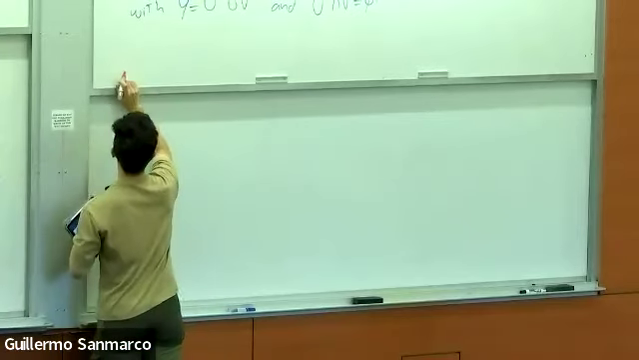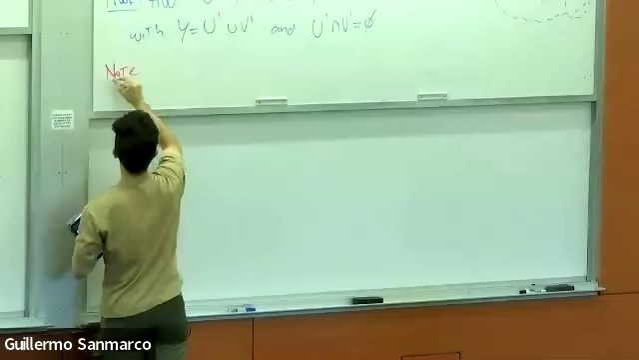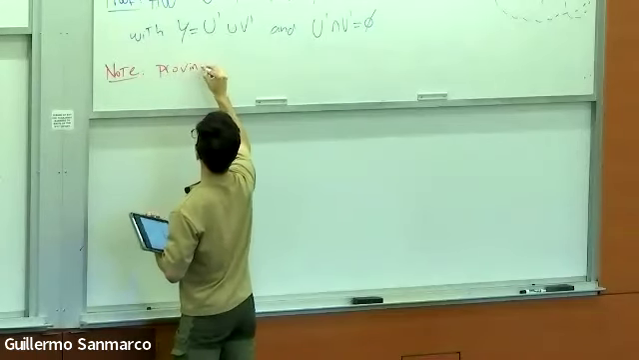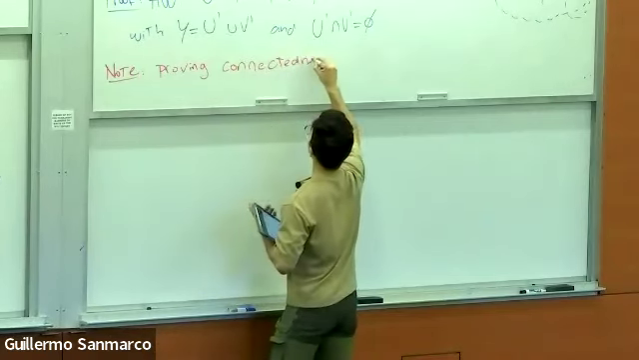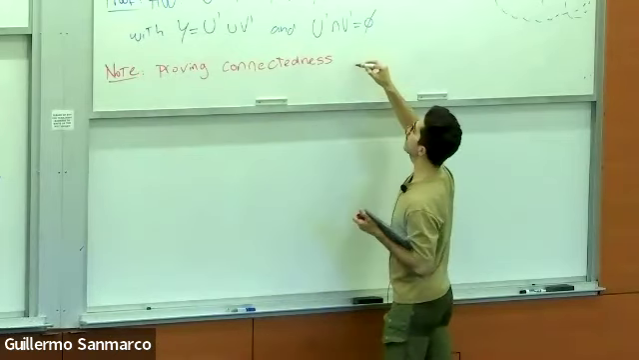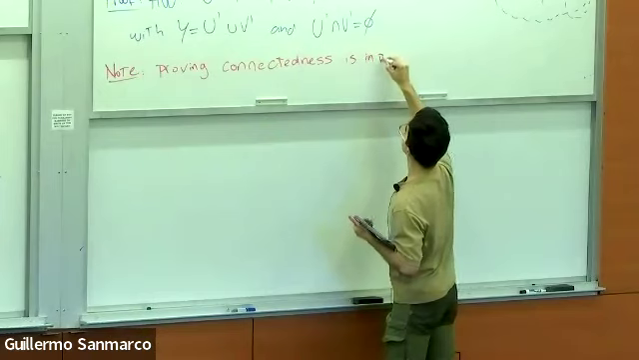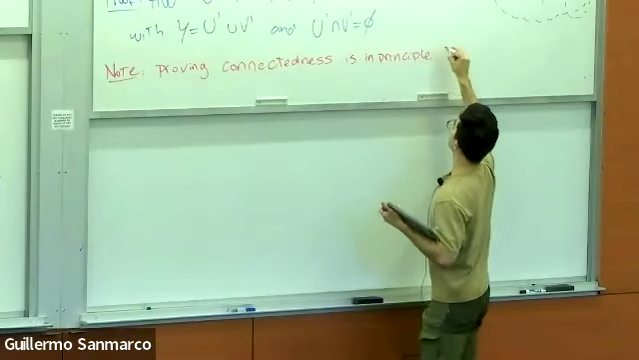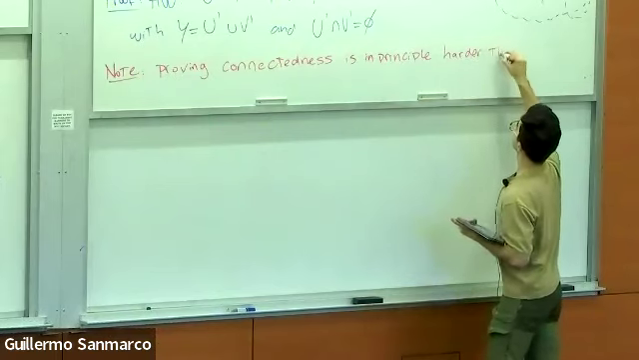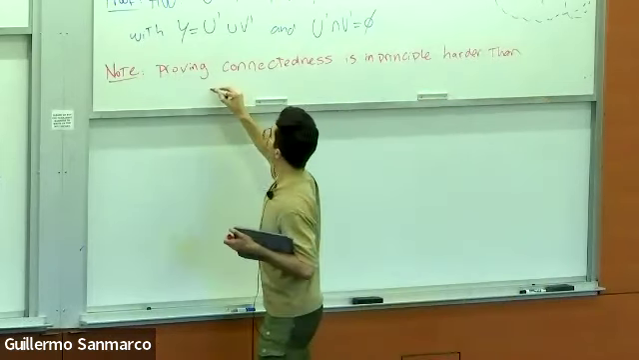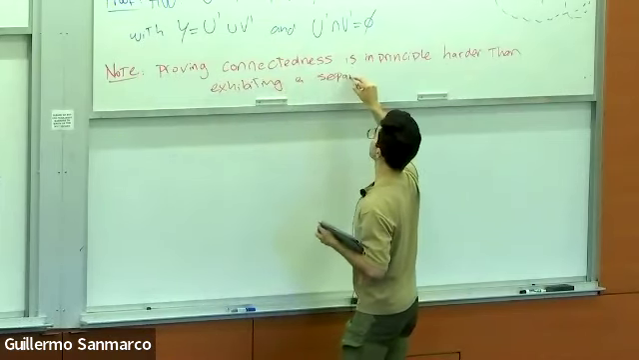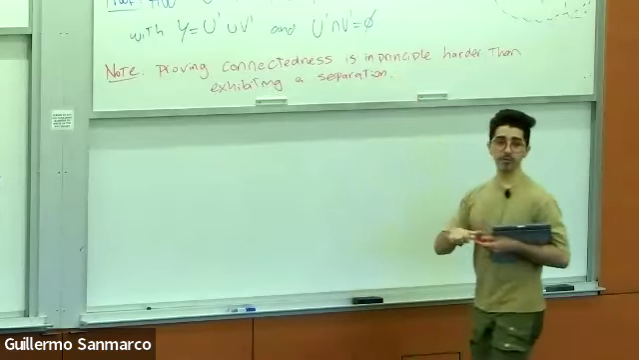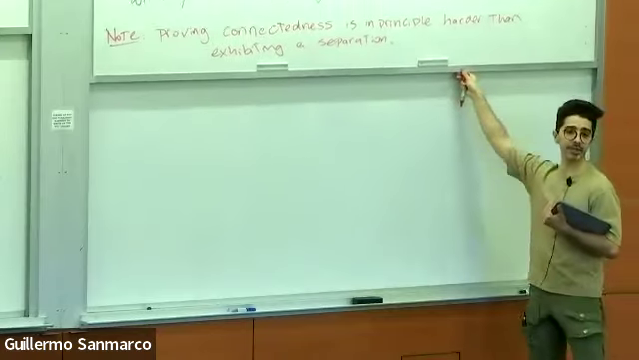So maybe, I don't know, this is a very informal note. Of course, this is nonsense because there is no real way to compare these things unless you do some complexity theory. But proving connectedness is in principle more challenging or harder than, instead of proving, I will say exhibiting a separation. Coming up with a proof is more complicated than giving an example. That's kind of what I'm saying. And you know that's not always true.